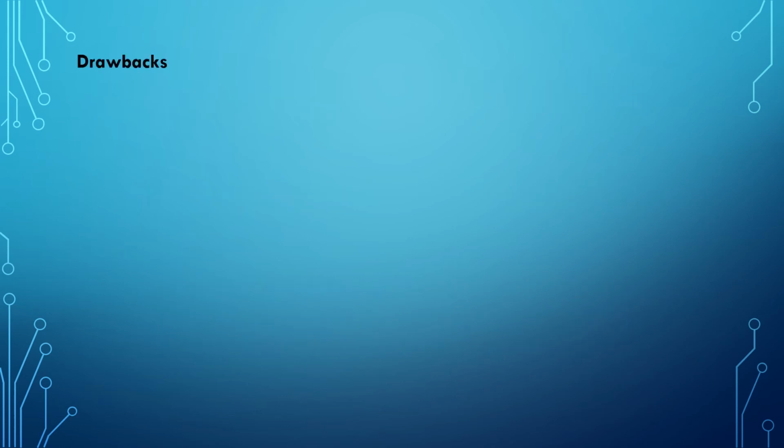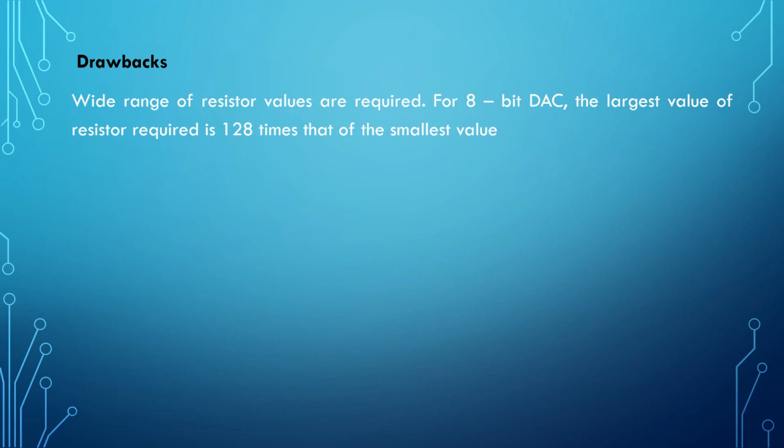Now seeing the drawbacks of this circuit. One of the drawbacks of this circuit is that a wide range of resistor values is required. Here we have considered an n bit. Considering the example of an 8-bit DAC, the largest value of resistor required is 128 times that of the smallest value, which is nothing but 2 to the power of 8 minus 1, that is 2 to the power of 7. 2 to the power 7 stands for 128. So 128 times the resistance R1 we have to use.